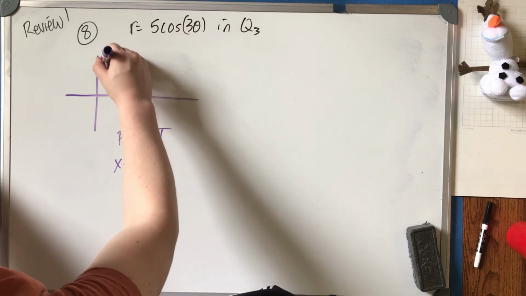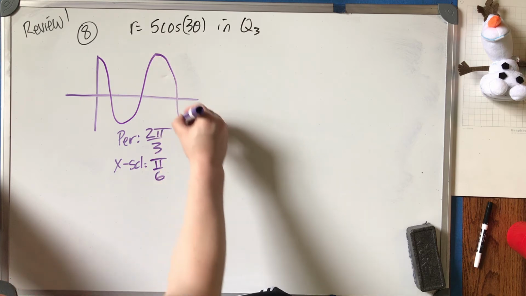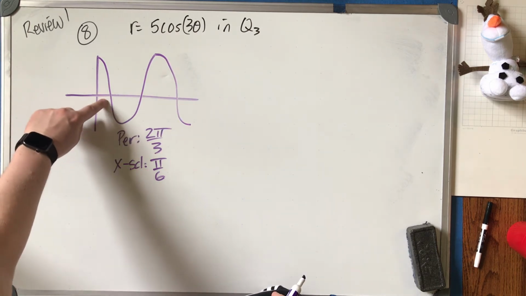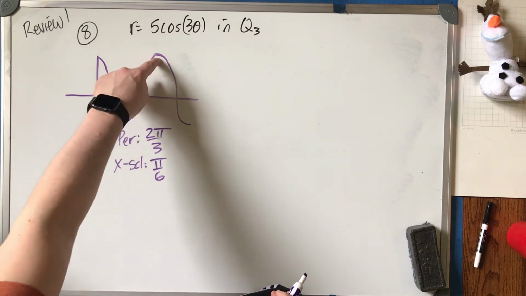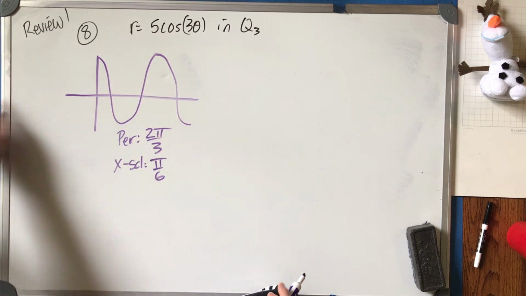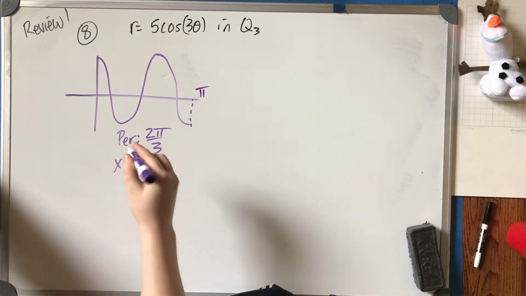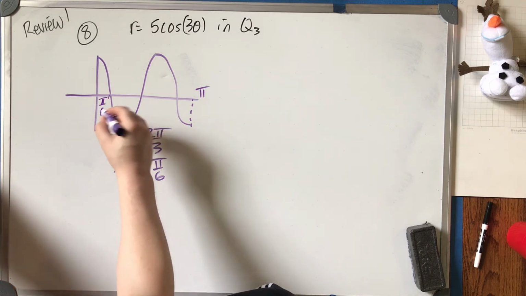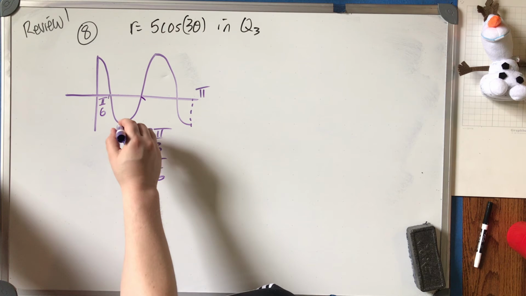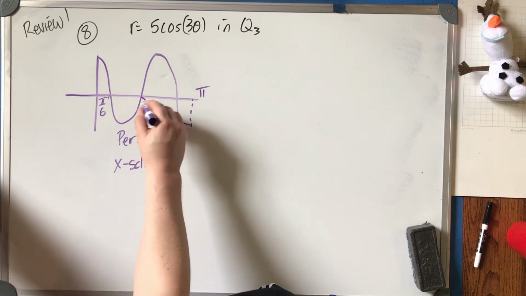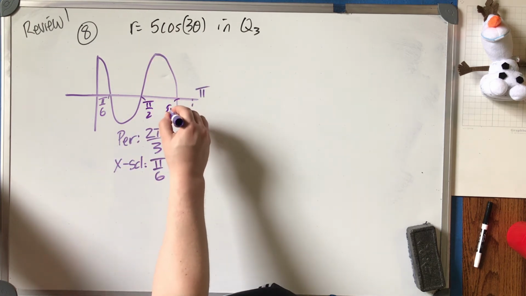So when I graph this, I will get something like this. That's pi over 6, 2 pi over 6, 3 pi over 6, 4 pi over 6, 5 pi over 6, and 6 pi over 6. So I know that I'm stopping right here at pi. I do like to label some of these, so I will throw in a little pi over 6 for this. This is 2 pi over 6, 3 pi over 6, so that's pi over 2, 4 pi over 6, and this is 5 pi over 6.